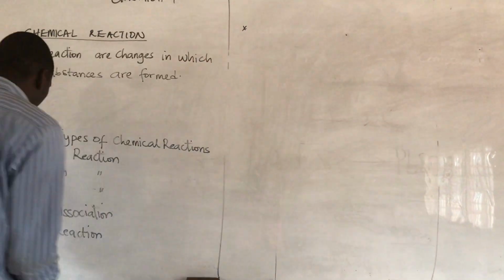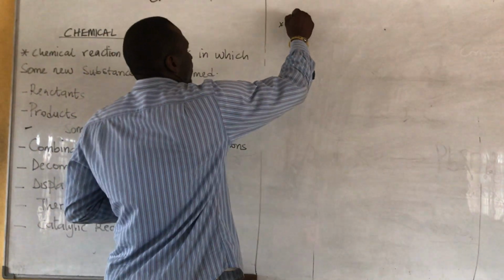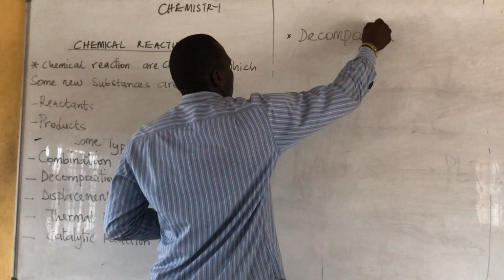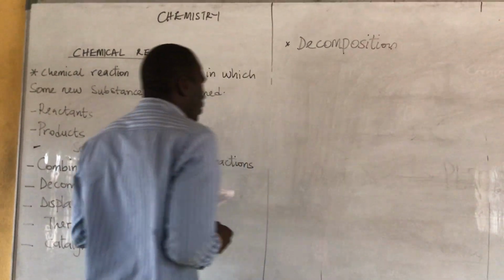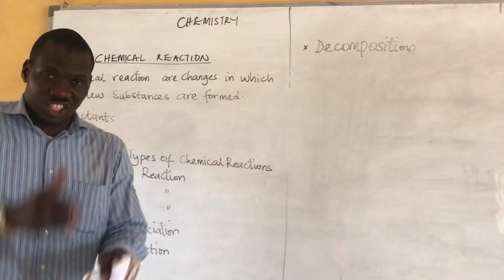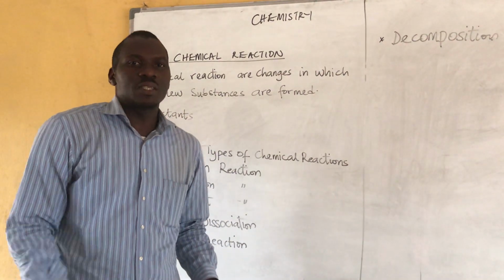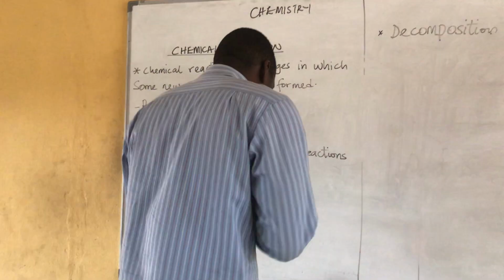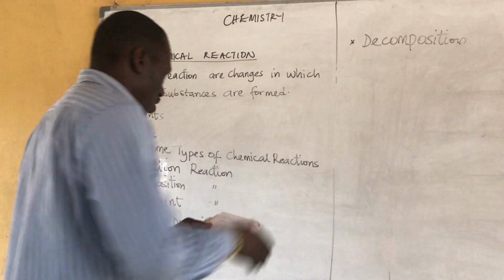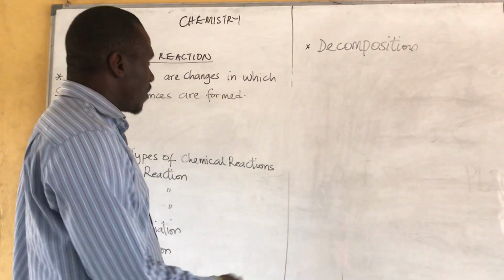Now, let's see another example. Decomposition reaction. From the word decompose, what do you think the word decompose means? That's splitting down of a compound into smaller ones. So it can be into 2 or more. So it's split up. We have different types of processes by which a compound can be decomposed.